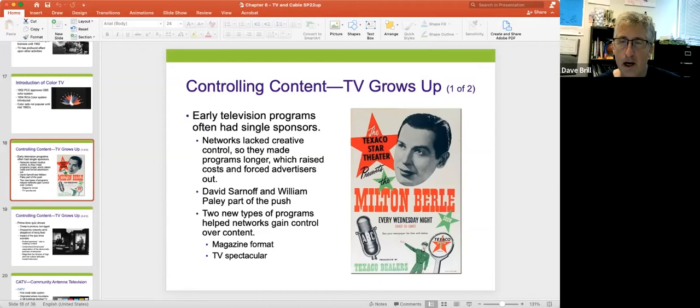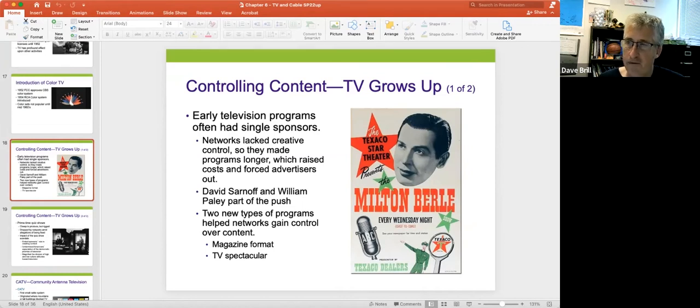So early television programs often had single sponsors, right? Networks lacked control. Basically, you have the Milton Berle Texaco Star Theater, right? One sponsor bankrolling the show. There was obviously regularly scheduled programming, but that programming, guys, was significantly less in terms of duration. So a show might be, for example, 15 minutes or 20 minutes or 25 minutes, simply because you had one sponsor.